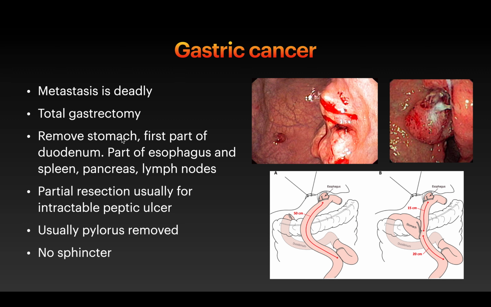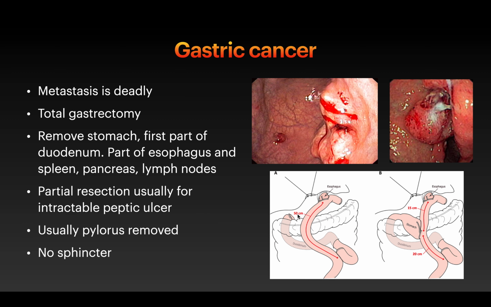In order to treat it, you have to do a total gastrectomy. So not only do you remove the stomach, you also remove the first part of the duodenum, along with part of the esophagus, the spleen, the pancreas, and all the lymph nodes you can possibly get. Sometimes a partial resection is used for an intractable peptic ulcer. And usually, since it's usually at the area of the angularis, part of the pylorus is removed, which in itself causes problems because now there is no sphincter.